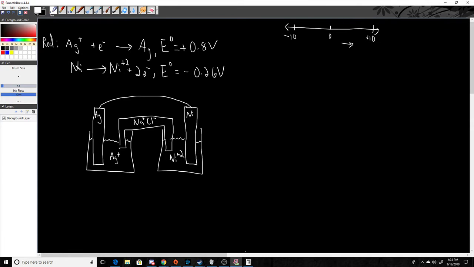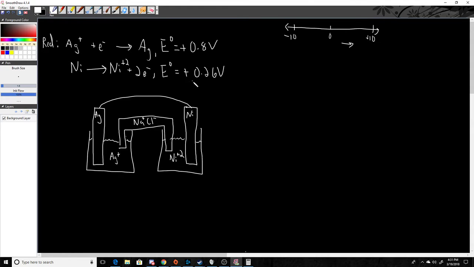So I'm starting with the neutral nickel, and I'm ending with the nickel ion. I need to switch this around, so this isn't negative 0.26. It's now positive 0.26. When you flip the reaction, you flip the sign on the reduction potential. So if this was already positive, when I flipped it, this now becomes negative. That's just how you do it.